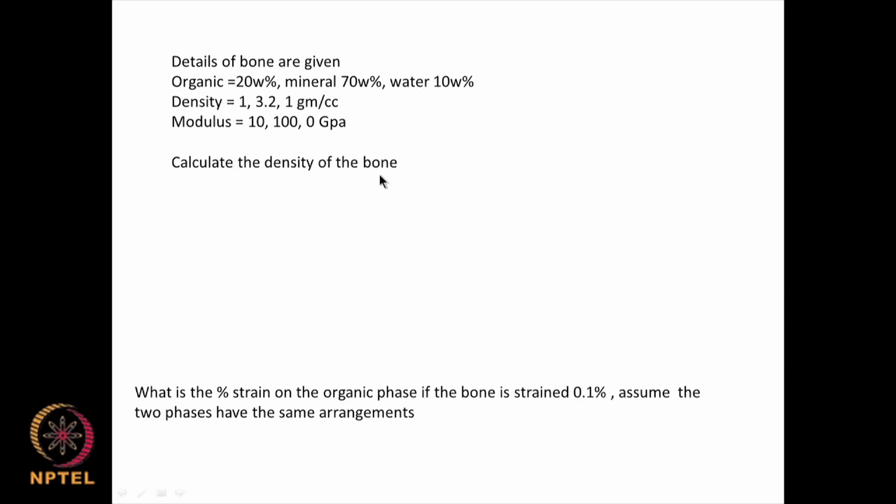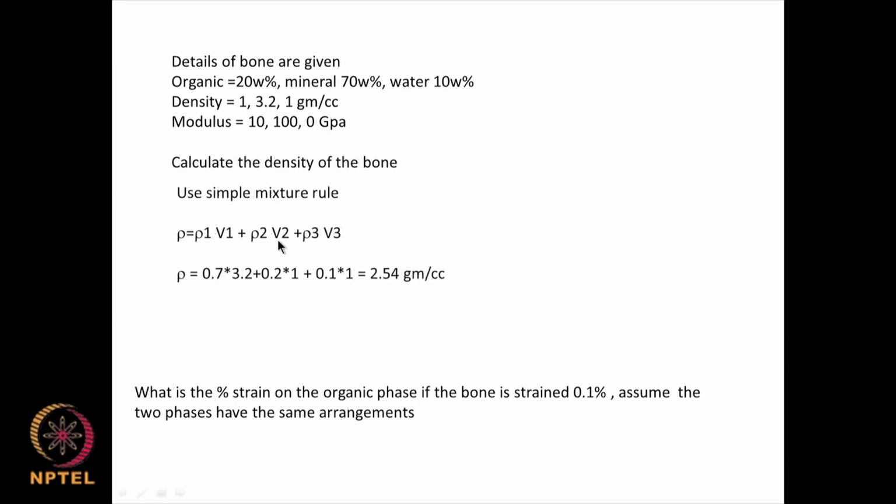We can use the mixture rule, we did that problem before. We take those ratios, multiply by the corresponding densities and add up, quite simple. So rho is equal to rho 1 V1 plus rho 2 V2 plus rho 3 V3. So 0.7 into 3.2 plus 0.2 into 1 plus 0.1 into 1. So the density is 2.54 gram per cc.